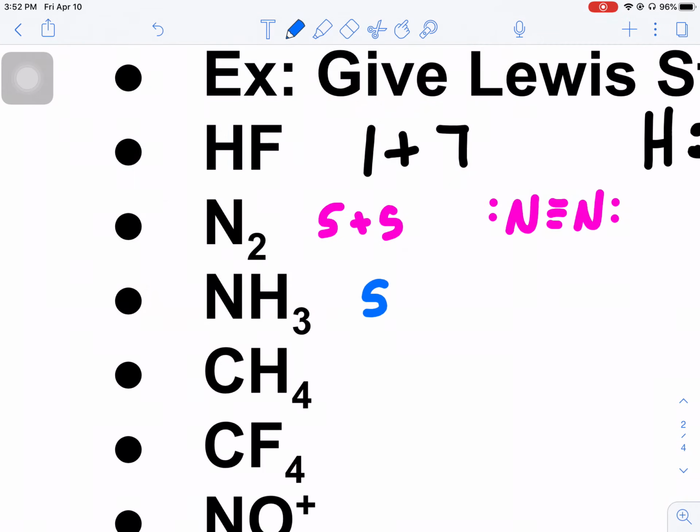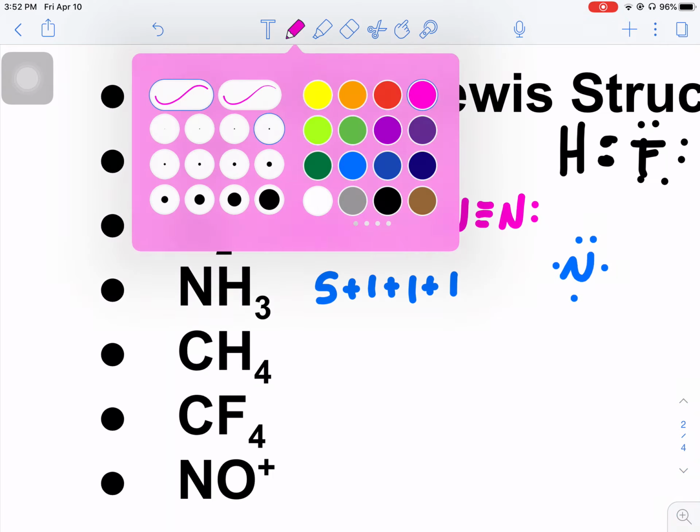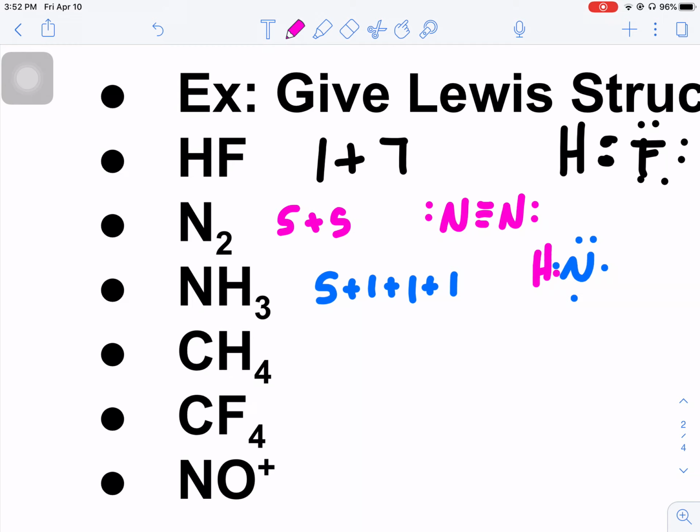Nitrogen gets 5, but we've also got 3 hydrogens. So I'm going to say 5 plus 1 plus 1 plus 1, which would give us a grand total of 8. And if I were to do the structure for ammonia, there's nitrogen's 5 dots, and I could even go back and fill in these hydrogens in a different color. So we've got, looks like, 8 total dots.